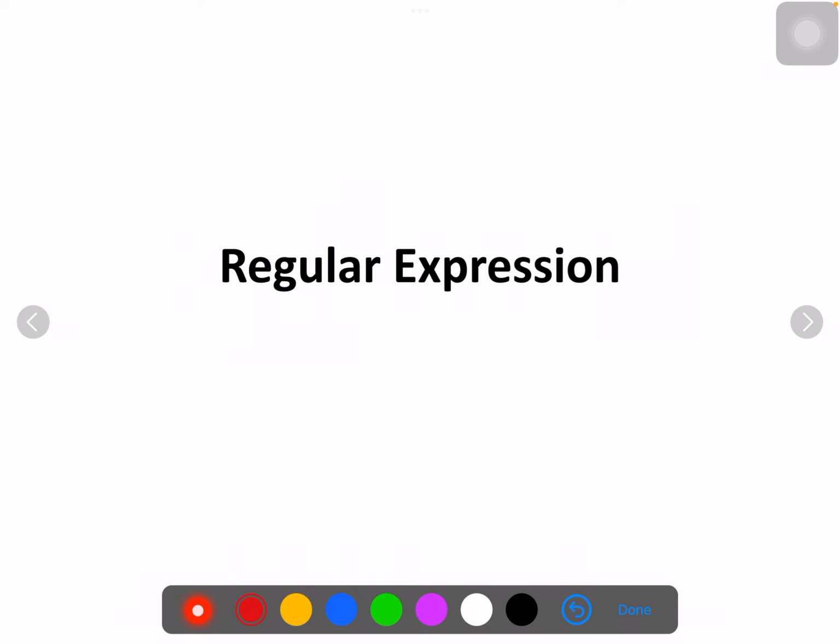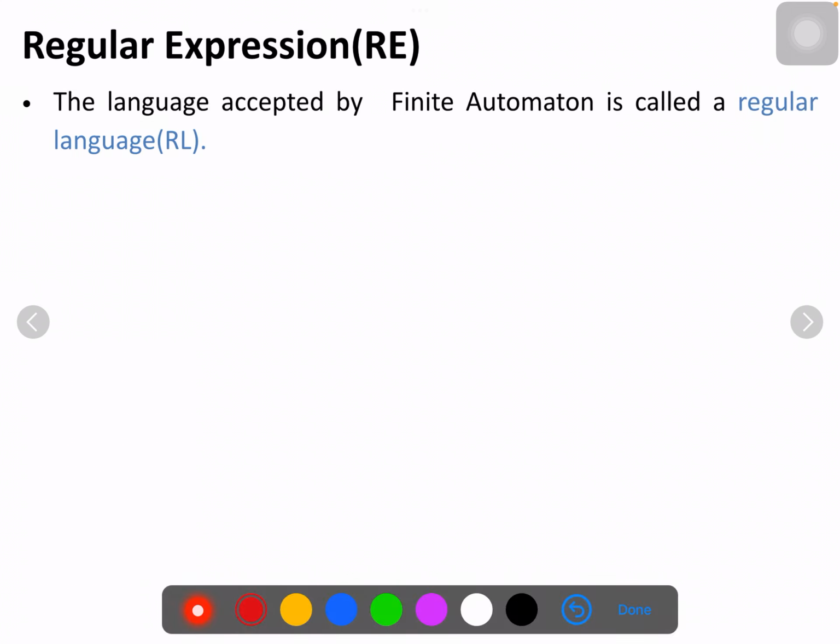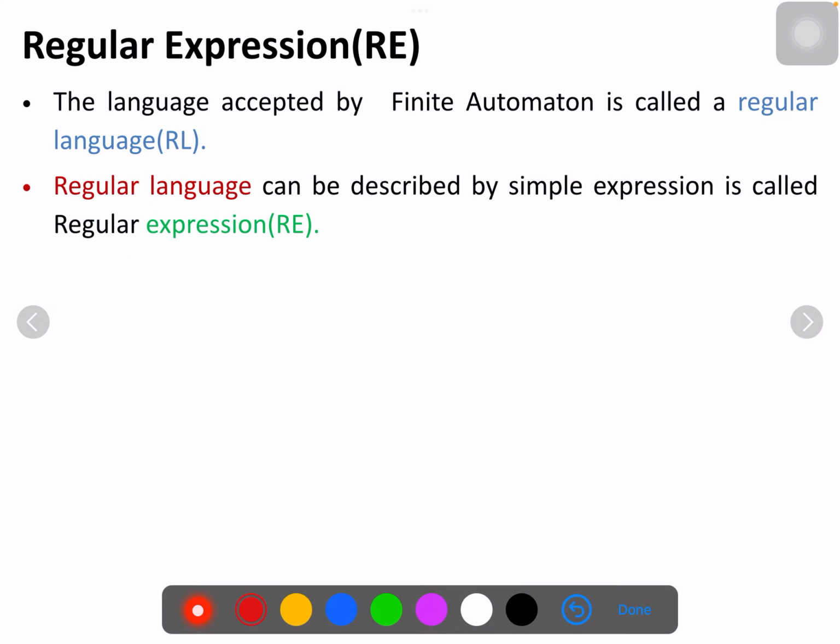Once you understand this concept, everything depends on it, so you can elaborate on it. From here onwards you will see what an RE is. A language accepted by a finite automaton is called a regular language. First understand what a regular language is: whichever language is accepted by a finite automaton is called a regular language.